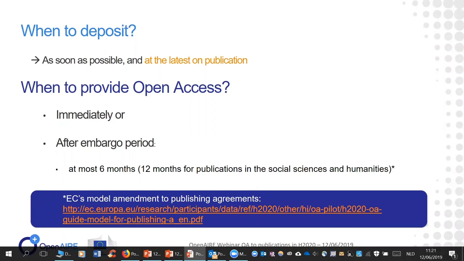If your publisher does not allow it, or has an embargo period that is longer than the allowed embargoes, namely 6 months for STEM and 12 for social science, the EC has a model amendment to the publishing agreement. So you can ask your publisher to sign this agreement. You can explain, okay, I'm part of a European project and I should make my publication openly available. Can you please make an exception? And then you have this form that you can fill out, which will allow you to have a short embargo.